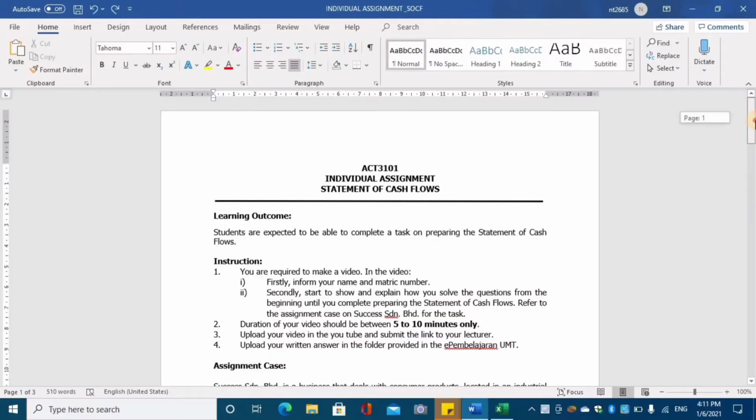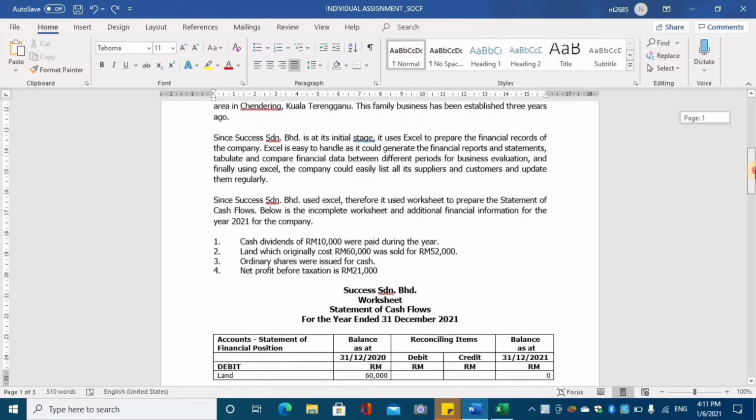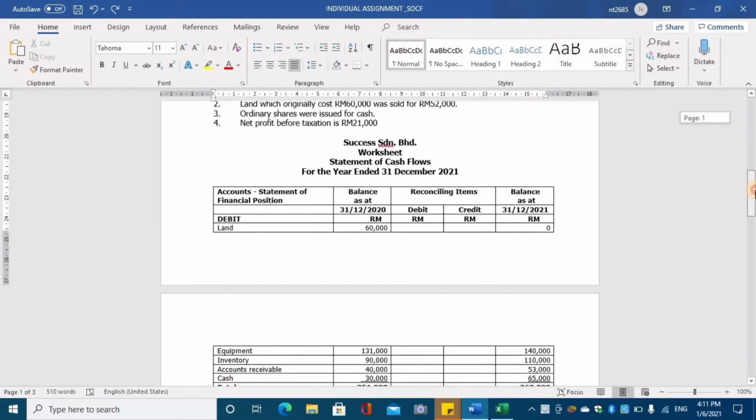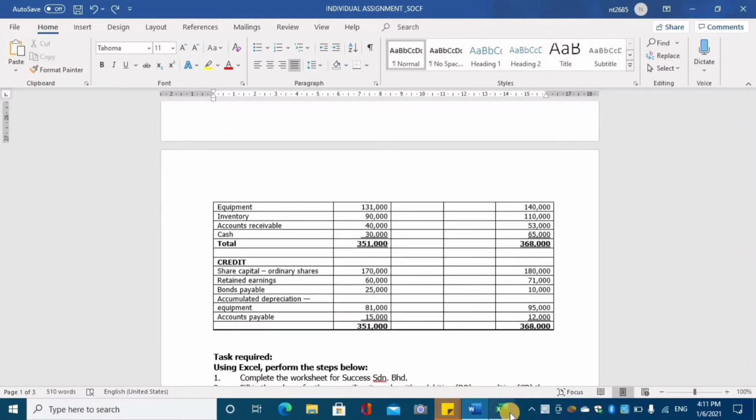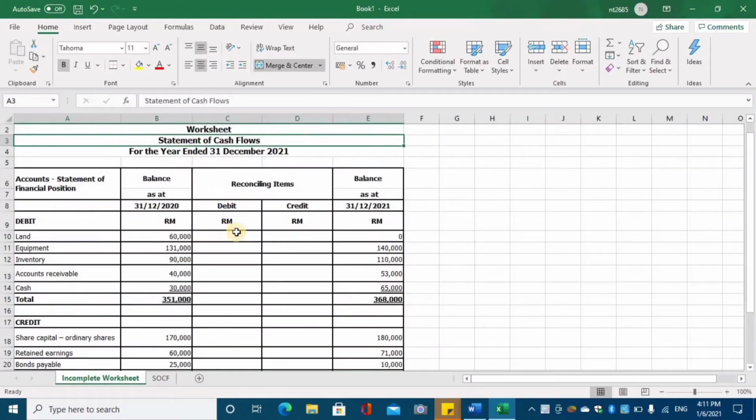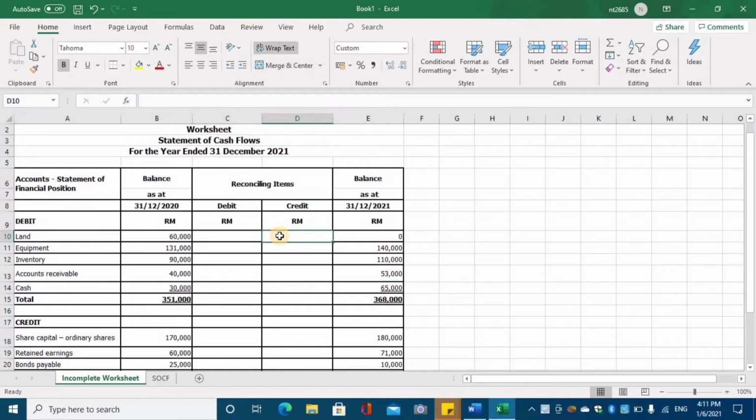So, this is the question that has been given to me. The incomplete worksheet, I already copied. So here, land, the balance is 0. It means decrease, so I will put 60,000 at credit side. Equipment, the balance is increased. So at debit side, we will put 140,000 minus 131,000.